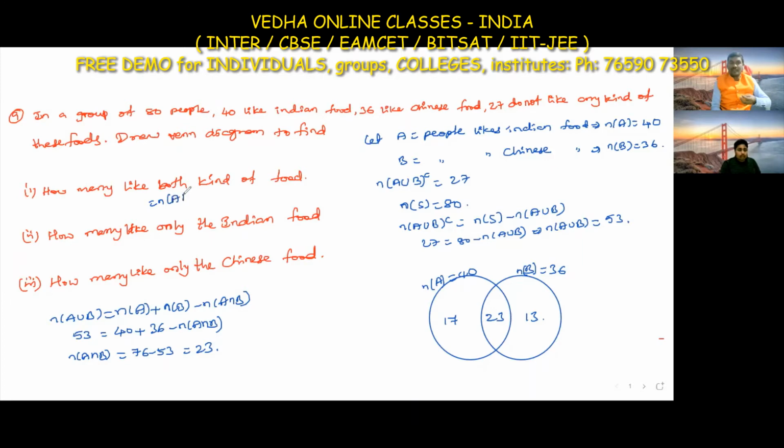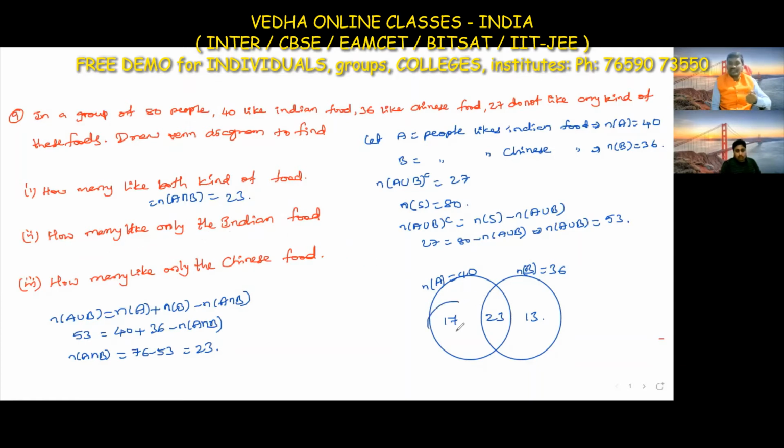Both kinds of food means A intersection B. A intersection B is both, equals A and B, Indian and Chinese food. A intersection B, we already got, that is 23. Common, okay, so common people. Now, how many people like only Indian food?